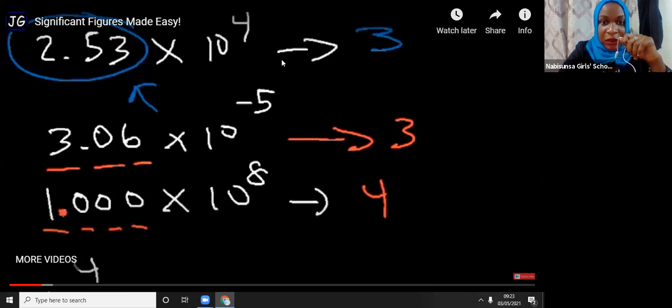The rules. I'm going to choose a few of you to give me one rule, any one rule that you have understood that we use to determine the number of significant figures in a number. Okay? Give me one rule.